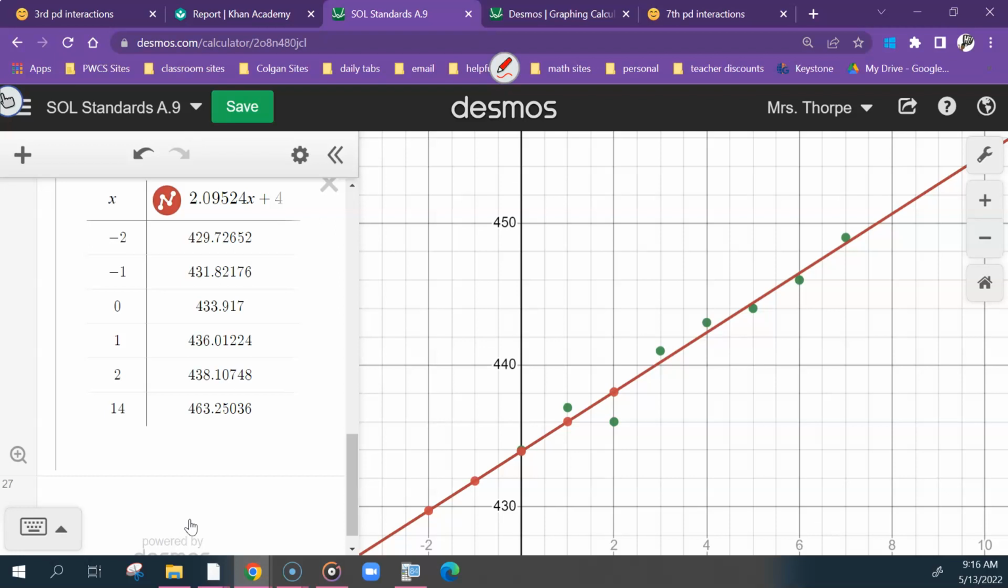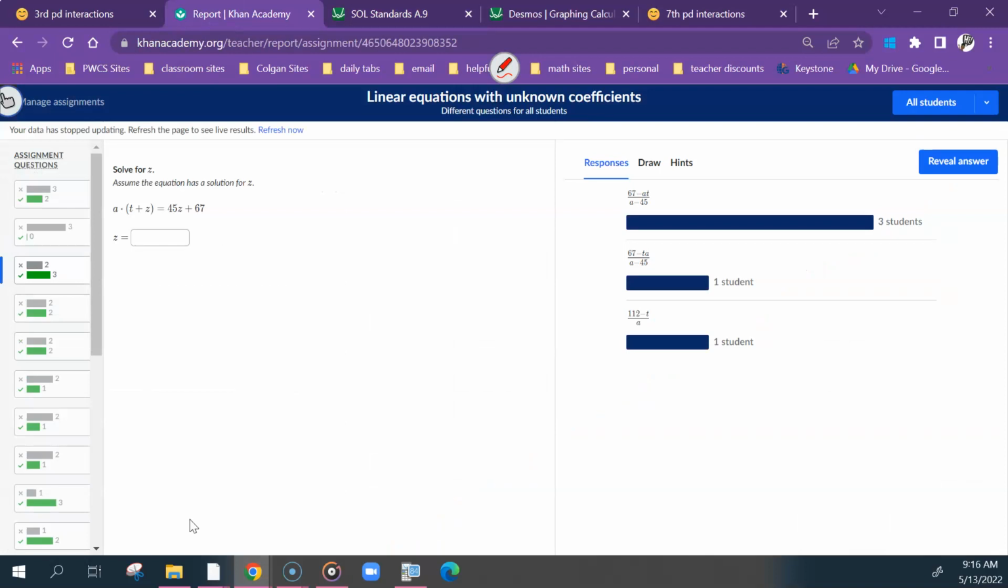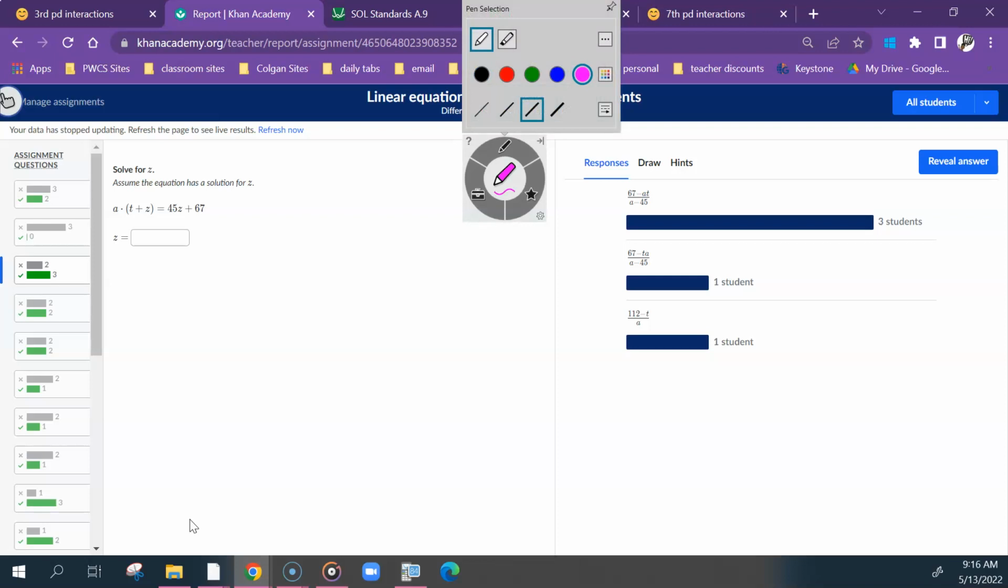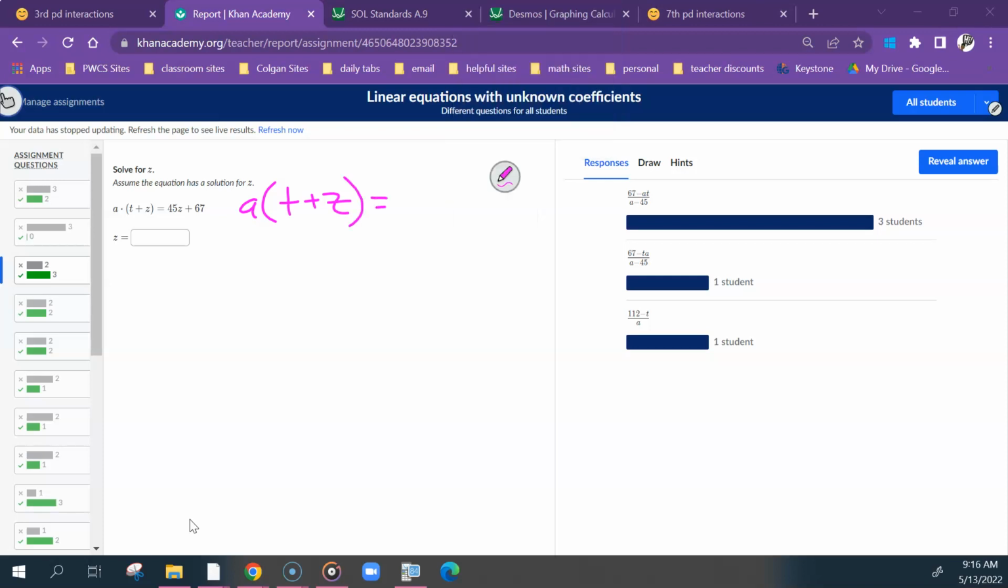Before we continue in this packet, I'm going to go through this Khan Academy question real fast, and I rewrote it because it's really small. Okay, so this says A times (T plus Z) equals 45Z plus 67. If you have not done this Khan Academy yet, write this down somewhere so that we can know how to do it for later. We are looking for Z. We're trying to solve this for Z.